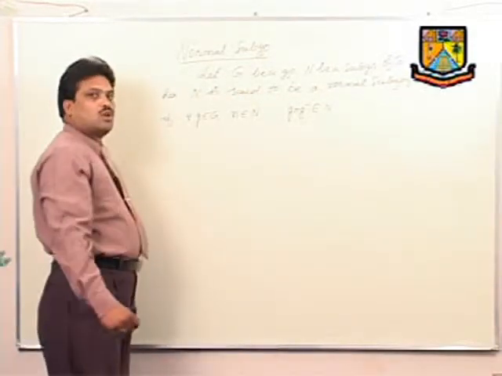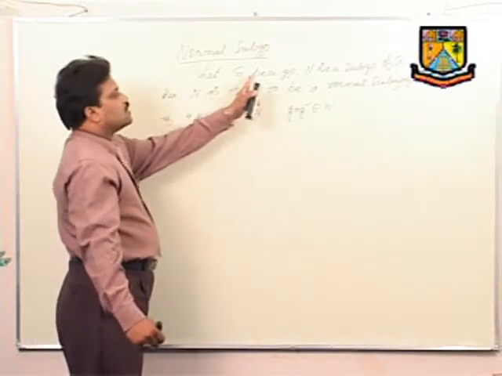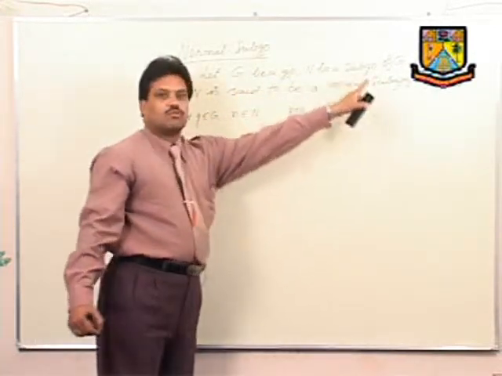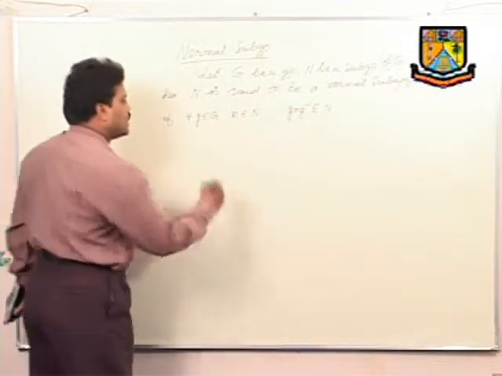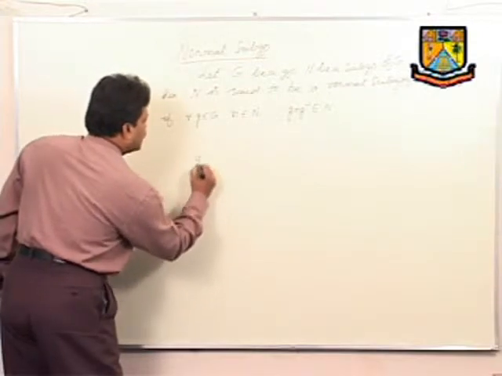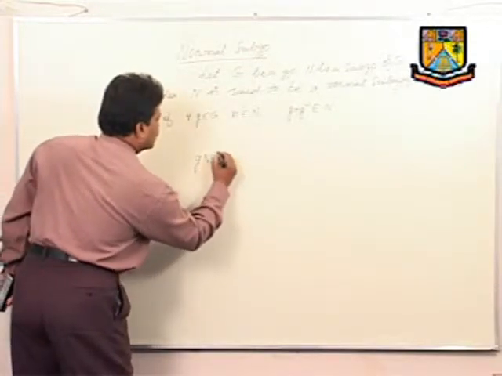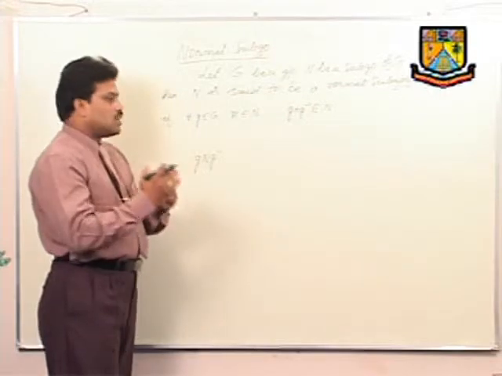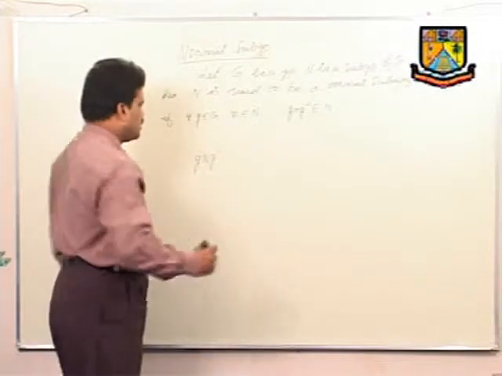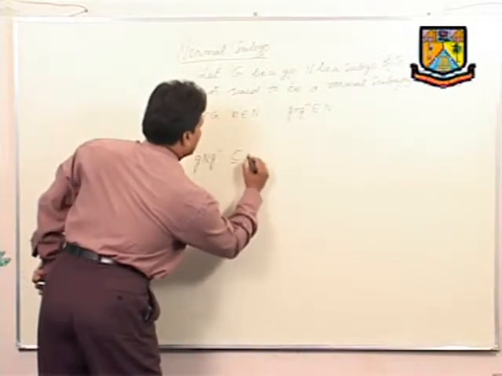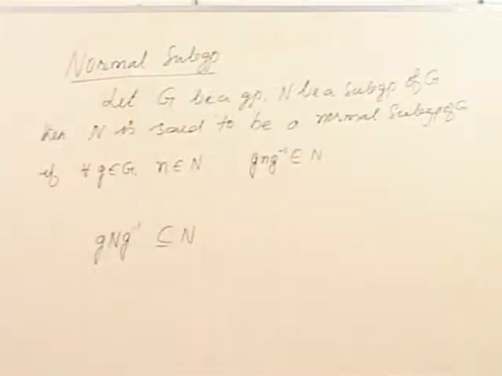The same definition can be defined for the entire subgroup also. G is a group and N is a subgroup of G. Then N is said to be a normal subgroup of G if g capital N g inverse, this is nothing but the collection of elements g n g inverse, which is always contained in N. Then you say N is a normal subgroup of G. Here we are having an equivalent statement theorem.